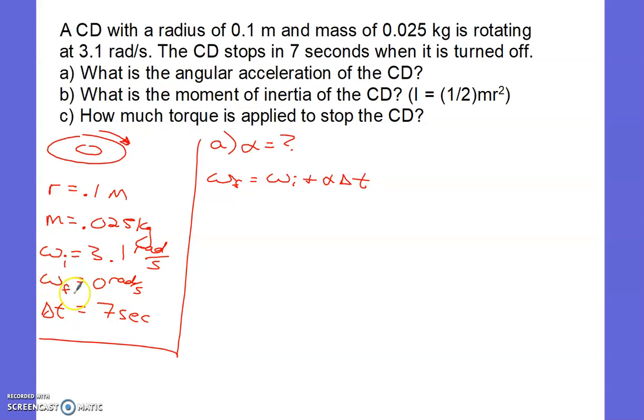We then substitute our numbers. Instead of omega f, we have 0. Instead of omega i, we have 3.1. We're solving for alpha, and our time is 7 seconds. We solve for angular acceleration, and we get an answer of negative 0.443 radians per second squared.